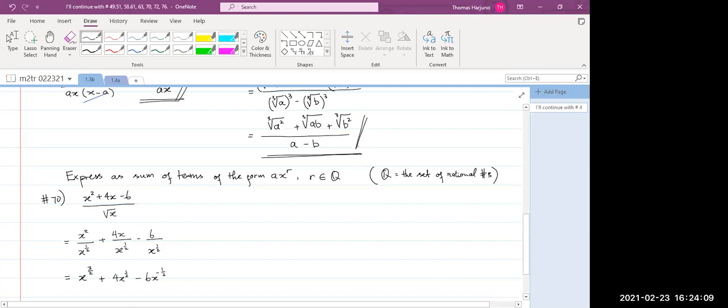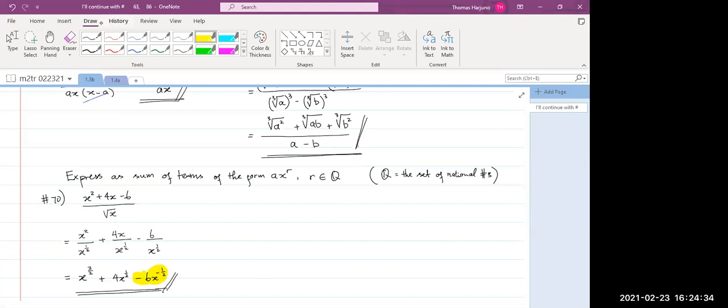Now, it is not a common situation to have negative exponent in our answer, but here they want us to write it in the form of coefficient times x to some exponent, right? So the last term here is the one they want. Basically, they want it in terms of ax to the r.